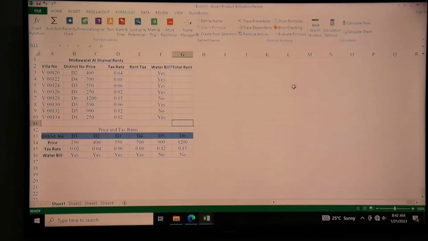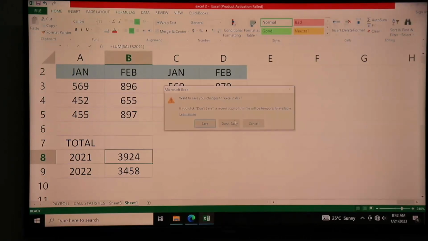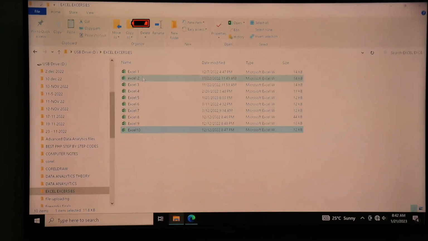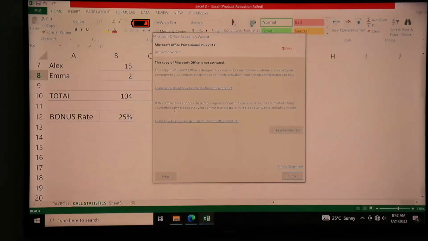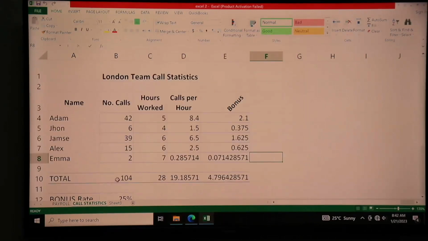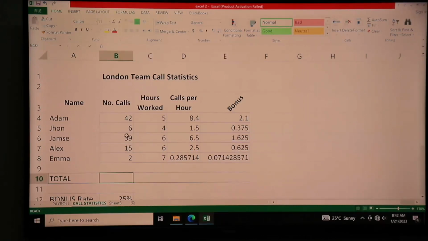So how do you insert these functions? How do you use the functions? It is very easy to apply these functions in computation, especially if you want to achieve a simple operation. Like here, in this case, you are asked to get the total of these numbers, and you'll get it by inserting the function.